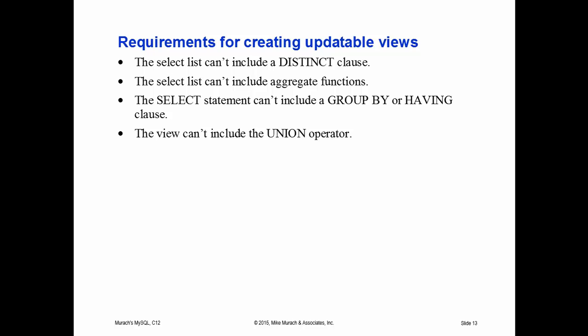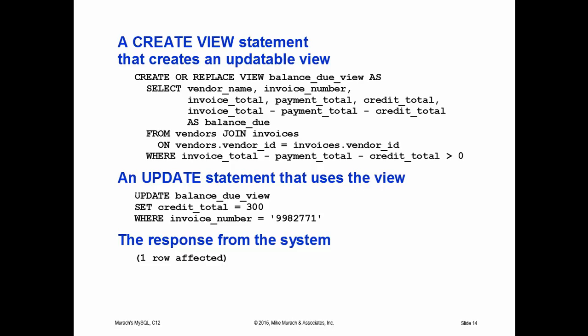So, for updatable views, as it says, the select list can't include a distinct clause. The select list can't include any of those aggregate functions. And I should mention, we went over a chapter on aggregate functions. If you remember, count, count star, min, max, sum, and average. There are a few other ones that were not discussed in the book, like standard deviation and variance and some others, but they're not used very often. The select statement can't include a group by or having clause, and it can't include the union operator. If you don't have any of those, then the view can be updatable.